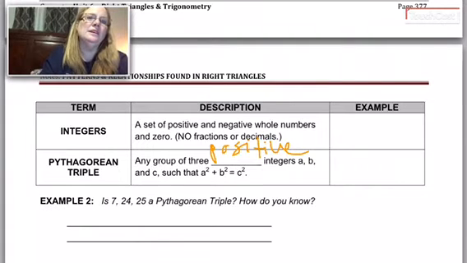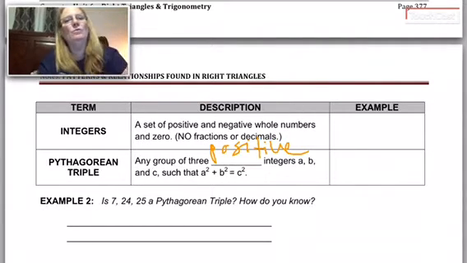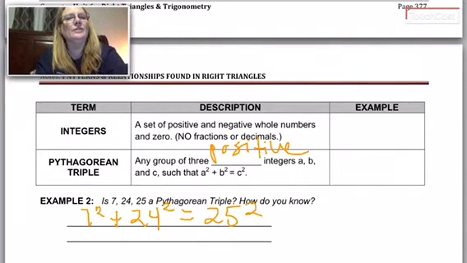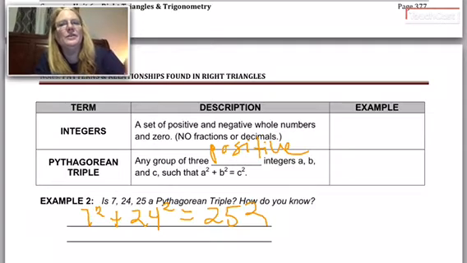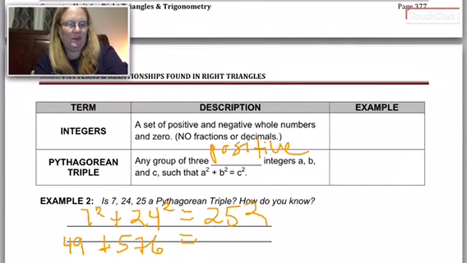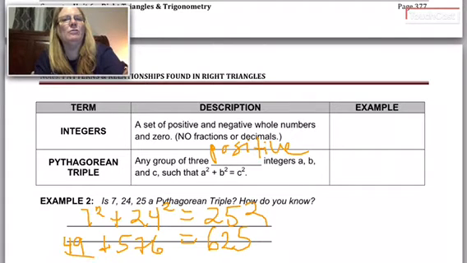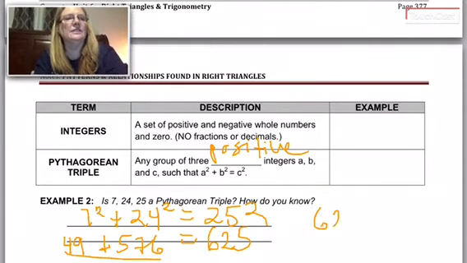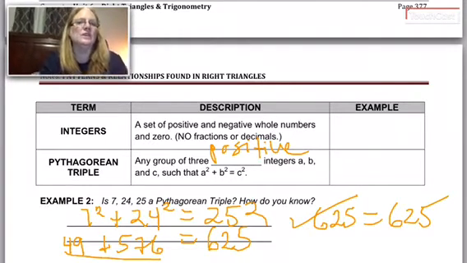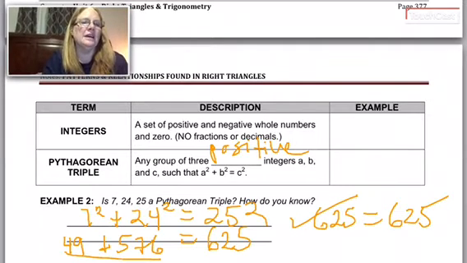So example 2, is 7, 24, and 25 a triple? Well, let's see. Is 7 squared plus 24 squared equal to 25 squared? 7 squared is 49. 24 squared is 576. And 25 squared is 625. And if you add 49 and 576, you're going to get 625, which is equal to 625. So yes, that is true. So 7, 24, and 25 is a Pythagorean triple because a squared plus b squared is equal to c squared.